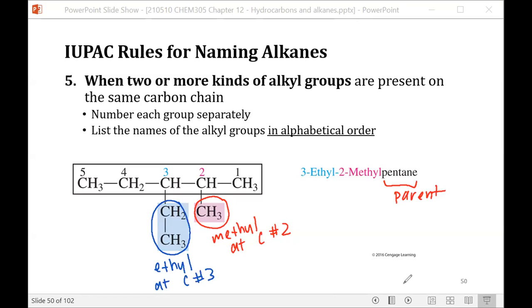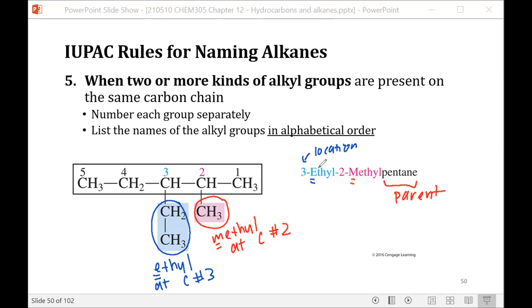When you have different substituent groups, you're not going to be using di or tri because they're not identical. You're going to list them in alphabetical order. So ethyl, E, comes before the M in methyl. And so when you write the name, ethyl is going to come first because E comes before M in the alphabet. And just like before, we put the location of the ethyl group on the parent chain, followed by a dash because numbers and letters are separated by dashes.